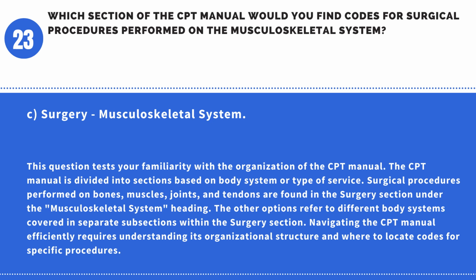This question tests your familiarity with the organization of the CPT manual. The CPT manual is divided into sections based on body system or type of service. Surgical procedures performed on bones, muscles, joints, and tendons are found in the surgery section under the musculoskeletal system heading. The other options refer to different body systems covered in separate subsections within the surgery section. Navigating the CPT manual efficiently requires understanding its organizational structure and where to locate codes for specific procedures.